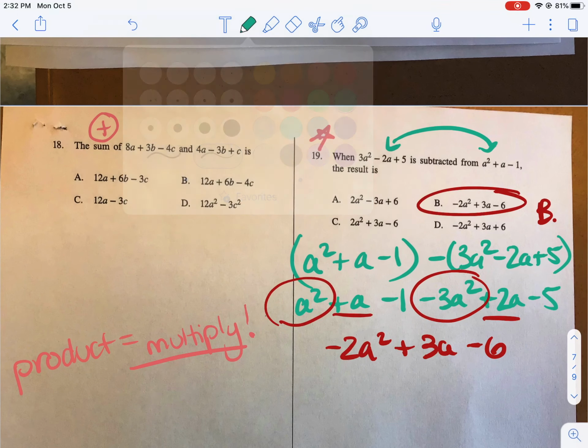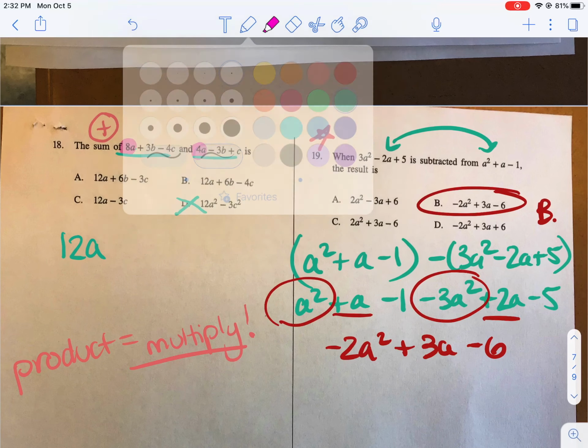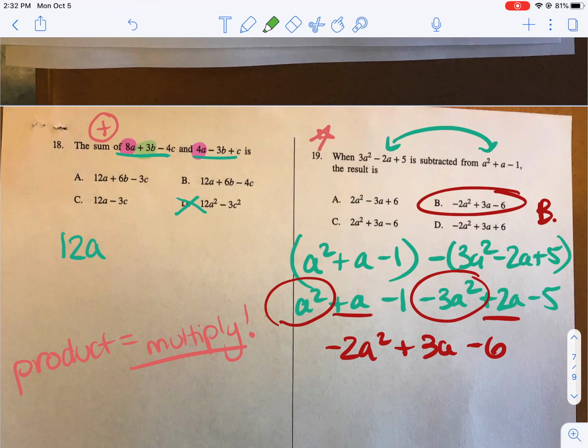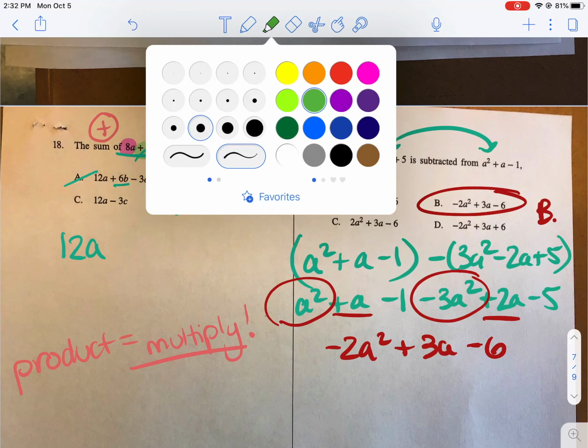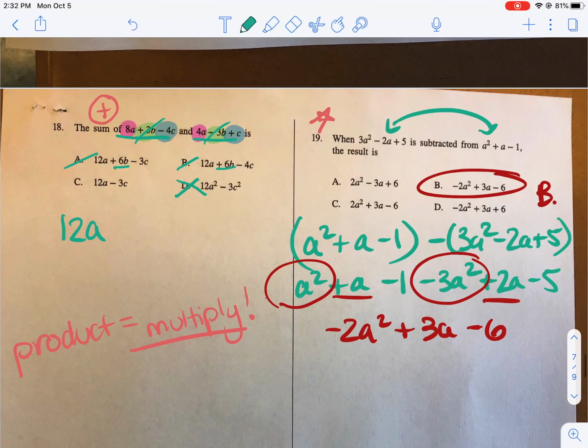Okay, so if we're finding the sum of these, we're going to add them up. So I'm going to combine like terms. 8a and 4a is 12a. Now it's nice, we're not combining the exponents, so actually we can eliminate choice D right now. Let's combine the b's, 3b and -3b. Well, those are actually going to cancel out. So again, any choice you see with a b, like this has a b, I'm going to cancel it, this has a b, I'm going to cancel it. So let's just triple check, but our answer should be C. So -4c and +c is going to leave us with -3c, which is choice C.